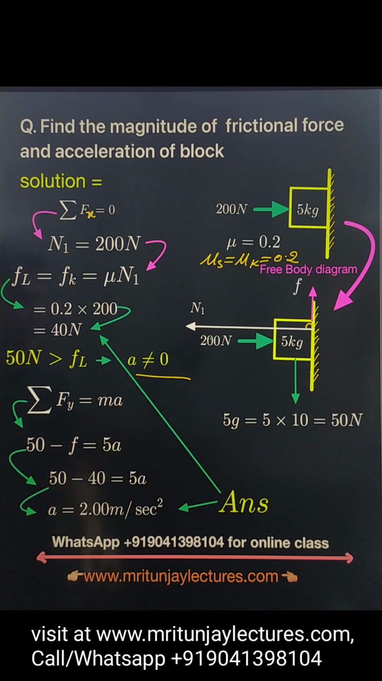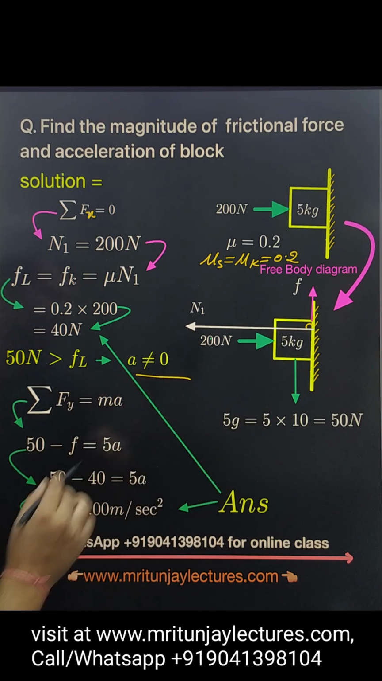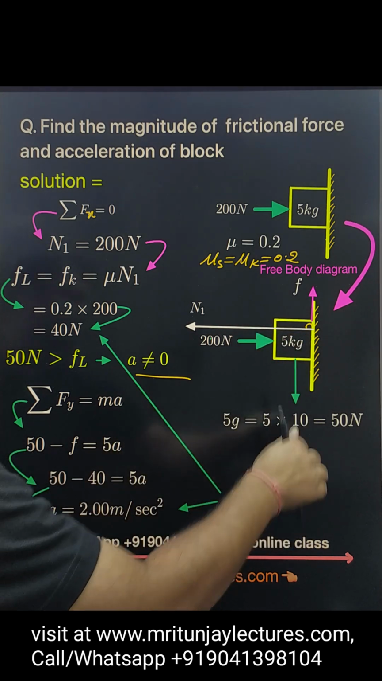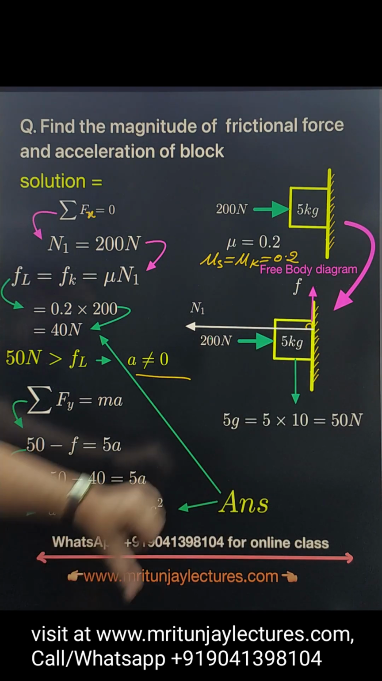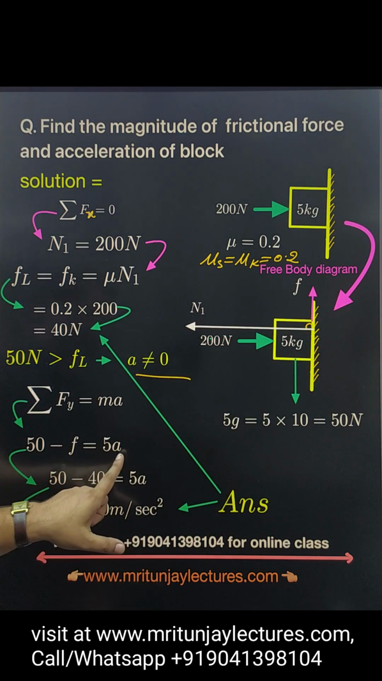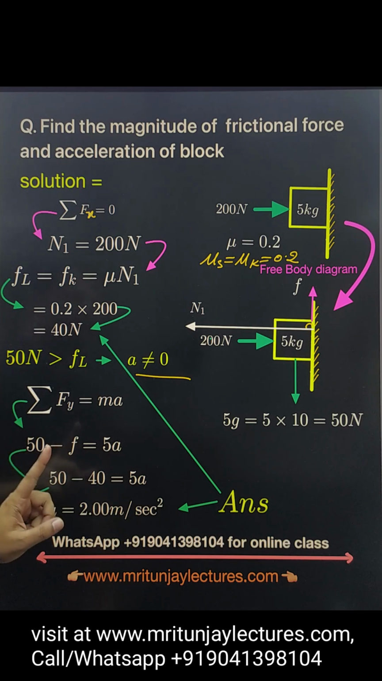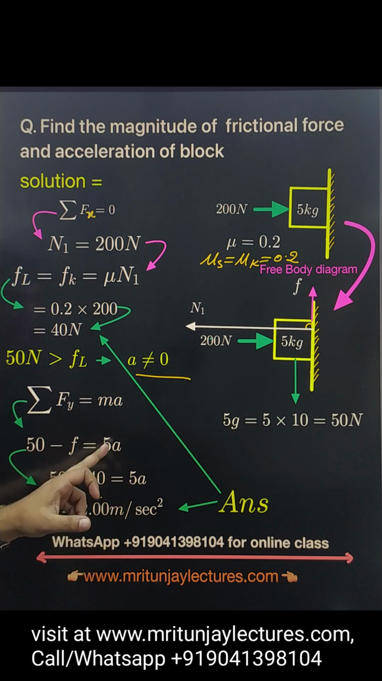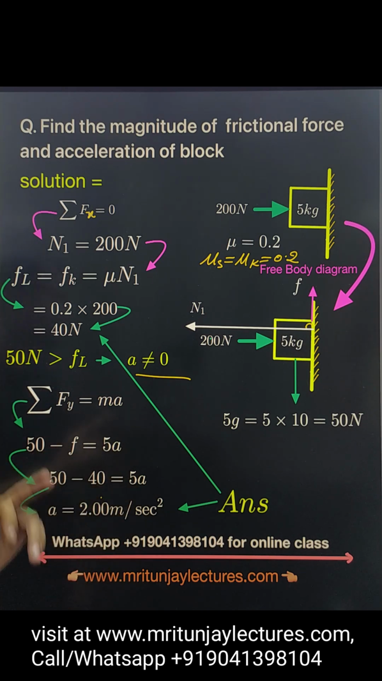Okay. So you can say that here we apply Newton's second law. Newton's second law says unbalanced force is equal to mass into acceleration. So the unbalanced force here in the y direction, downward direction, is 50 minus frictional force, and this is equal to mass into acceleration. During motion, which frictional force acts, limiting or kinetic friction? So kinetic friction is 40. So 50 minus 40 is equal to mass into A, so 5 into A. Okay. So A is equal to 2 meter per second square.